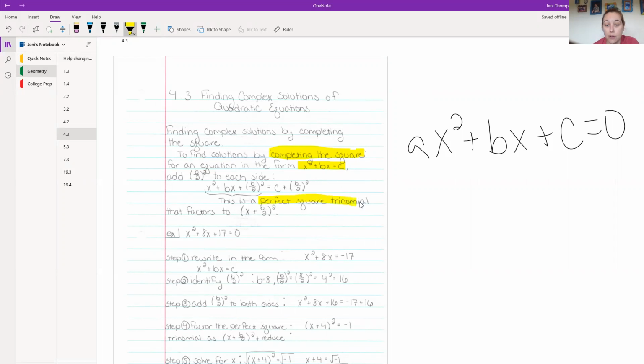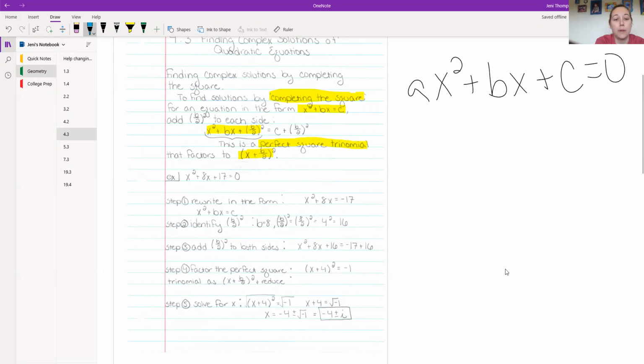A perfect square trinomial factors to this, which means the left side of our equation, after we complete the square and add this b over 2 squared, factors into this one component. And then we'll deal with the c plus b over 2 squared after we factor it. I'll show you what I mean in an example here.